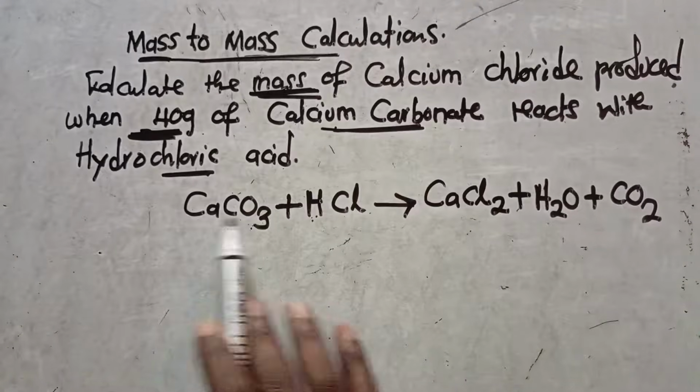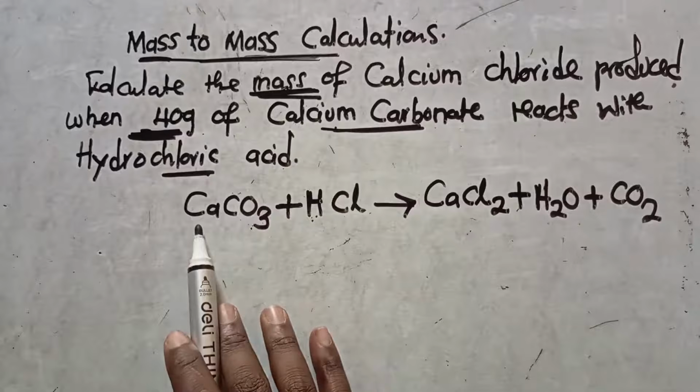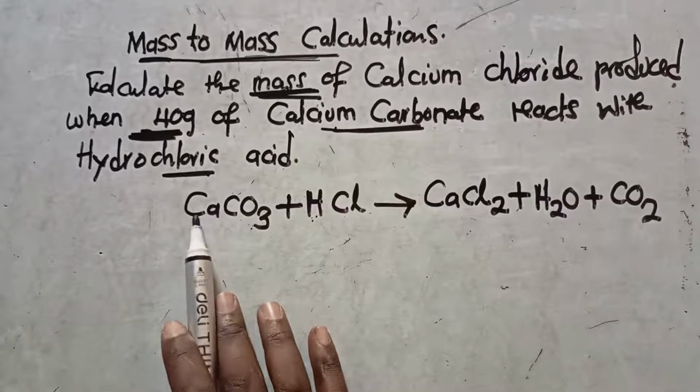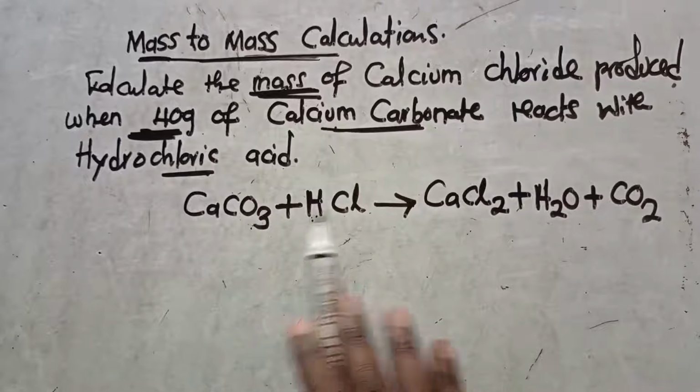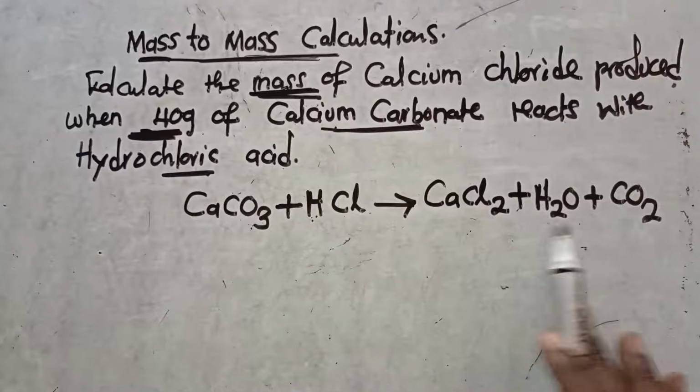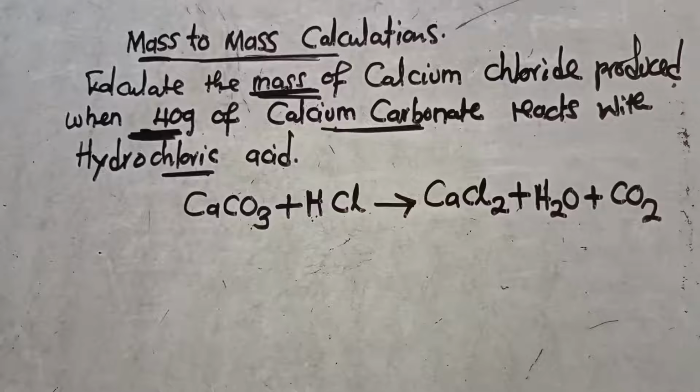So whenever you see calcium carbonate, it can be magnesium carbonate plus hydrochloric acid. It is just one and the same. So you know that I'm going to have three products. You don't need to memorize what is produced when this reacts with that. What you just need to know is the concept I'm teaching you.